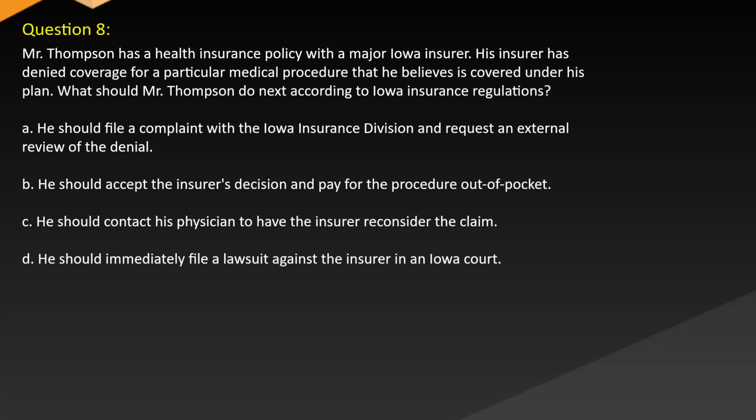Question 8. Mr. Thompson has a health insurance policy with a major Iowa insurer. His insurer has denied coverage for a particular medical procedure that he believes is covered under his plan. What should Mr. Thompson do next according to Iowa insurance regulations? A. He should file a complaint with the Iowa Insurance Division and request an external review of the denial. B. He should accept the insurer's decision and pay for the procedure out of pocket. C. He should contact his physician to have the insurer reconsider the claim. D. He should immediately file a lawsuit against the insurer in an Iowa court.